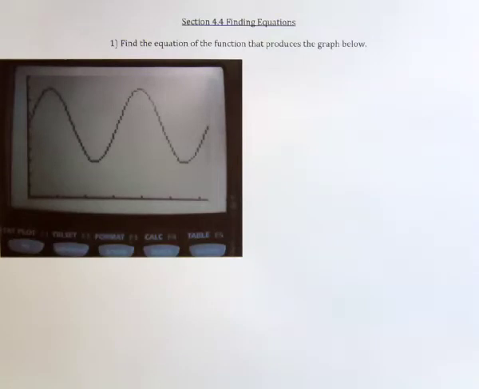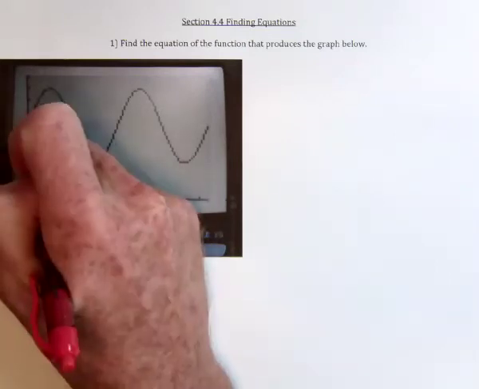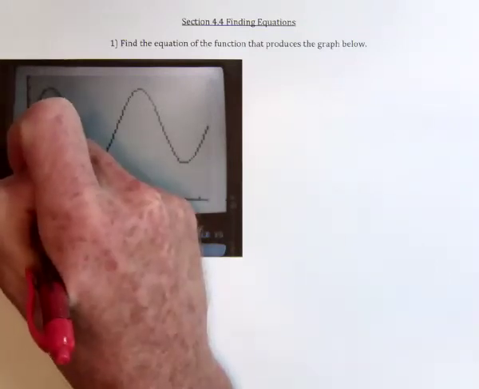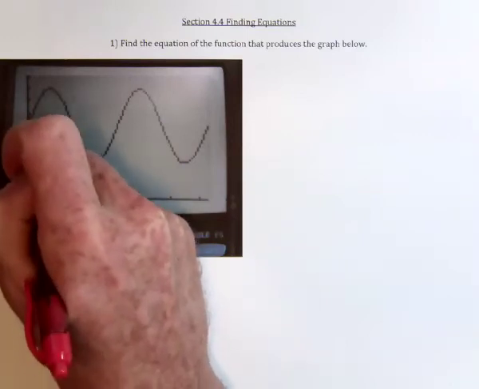These are pretty fun. It's sort of working backwards, doing some detective work. So we've got this graph. What's the trig function that was graphed? Well, one thing we need to do is identify one cycle. So it starts right here, which seems to be at a height of 1, 2, 3, 4, 5, 6.